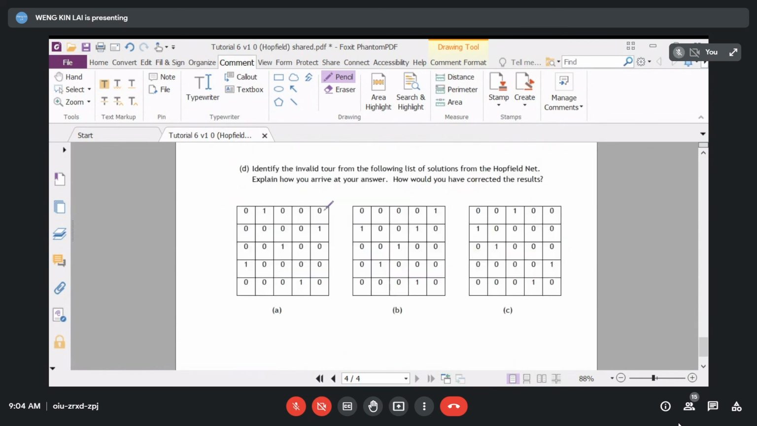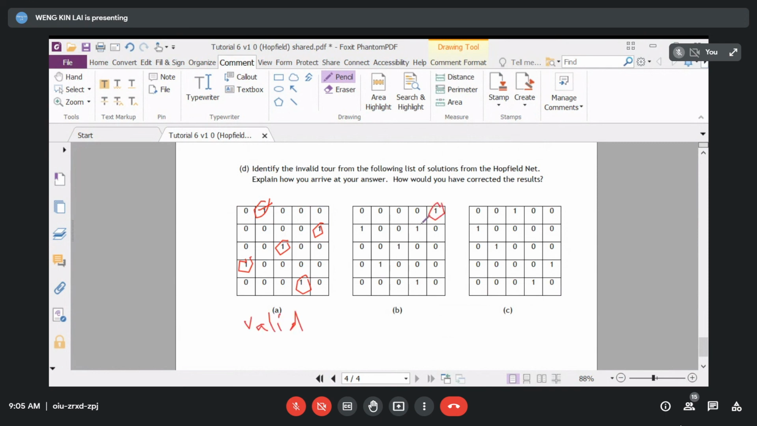So this is the answer. This one is valid. Remember we said before, for a valid tour there will be one 1 in one row, and one 1 in each column. So this one satisfies the two conditions. And of course, there are a maximum of 5 ones in the whole matrix. So again, this is valid.